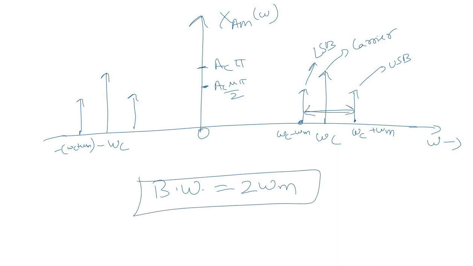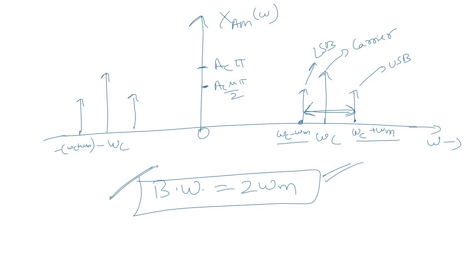Bandwidth is this band, and this band is nothing but ω_c plus ω_m minus ω_c minus ω_m, that is equivalent to twice of ω_m. So always remember, bandwidth of a conventional amplitude modulated signal or DSBC signal is twice of ω_m.